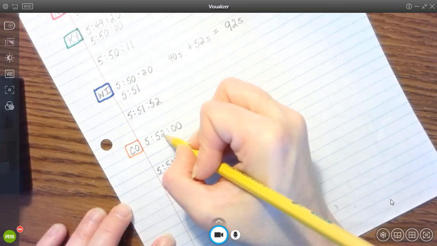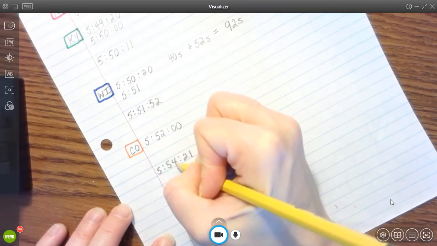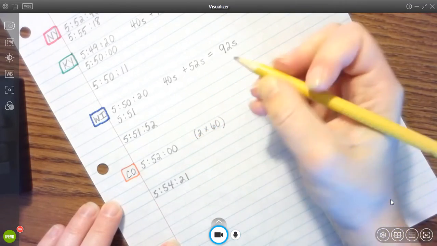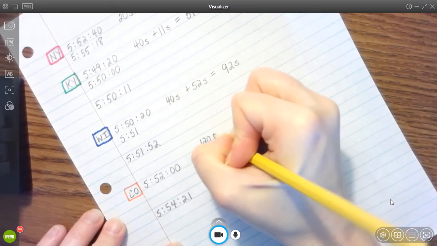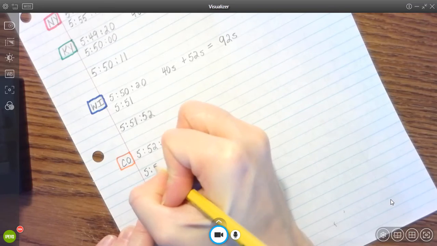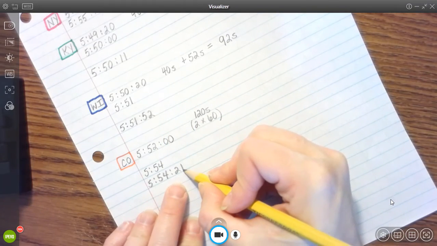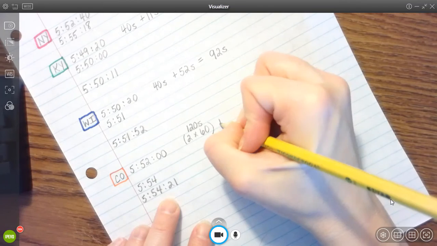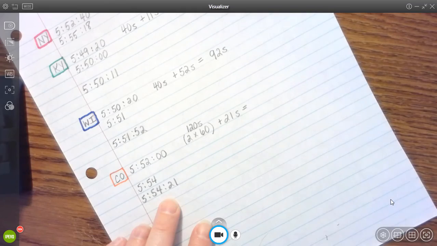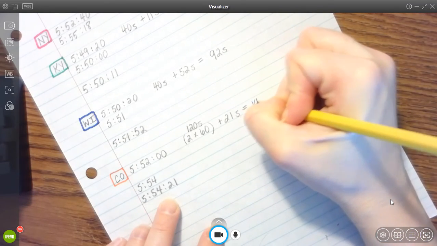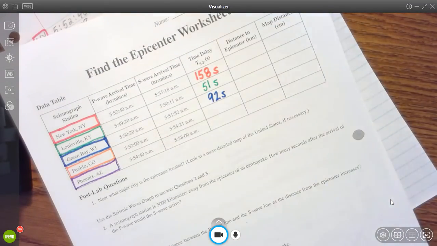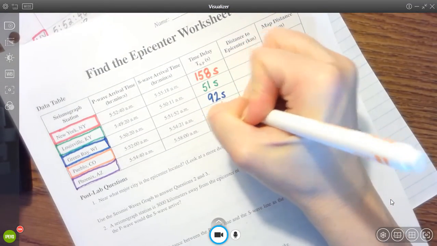So how many minutes are going to get me from 2 to 4? So I need 2 more minutes. So 2 more minutes times 60 seconds each is 120 seconds. And then that puts me at 5:54. So how much more time do I need? 21 seconds. So plus 21 seconds gives me my lag time for Colorado, which is 141 seconds. So go back to the data table, 141 seconds.